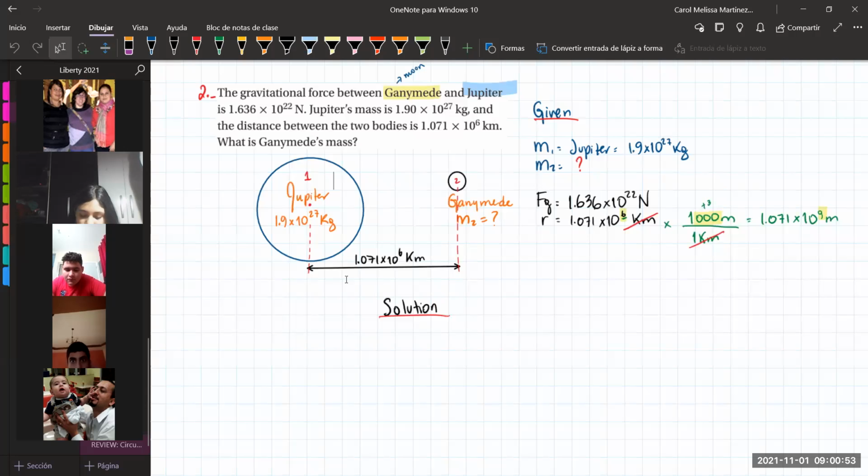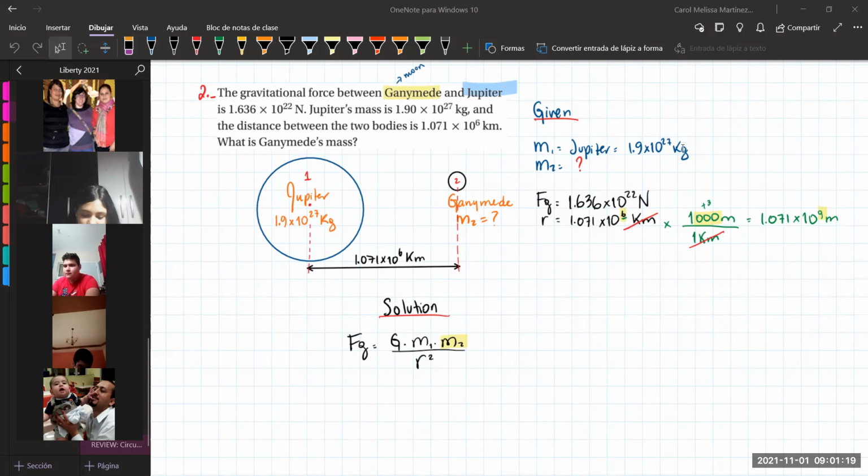This is your main equation. Fg equals G, mass 1, mass 2, divided by the distance between them to the 2nd power. Well, that is my equation, okay? And I'm going to look for the mass of my object 2, which is Ganymede, okay? So this one I need to find.